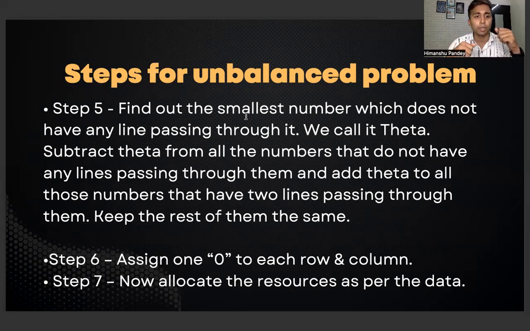Subtract delta from all numbers that do not have lines passing through them. Then add delta to all those numbers that have two lines passing through them, and keep the rest the same. Then the sixth step is to assign again a 0 to each row and column. Then the seventh step is to allocate the resource as per the data. So these were the complete steps of the balanced and unbalanced problems.